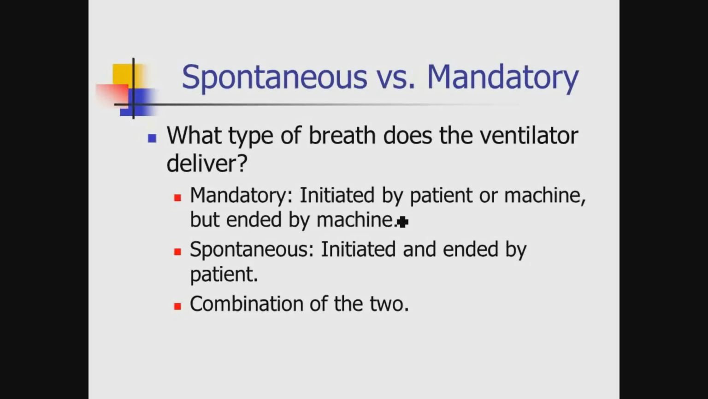Okay, so that's dual control. Spontaneous and mandatory, as we talked about before. A mandatory breath is always started either by the patient or the machine, but it's always ended by the machine. Something is monitored by the machine that cycles the breath off. With a spontaneous breath, it's started and ended by the patient. That's a distinction between the two. So we can have just mandatory, just spontaneous, or a mixture of the two.